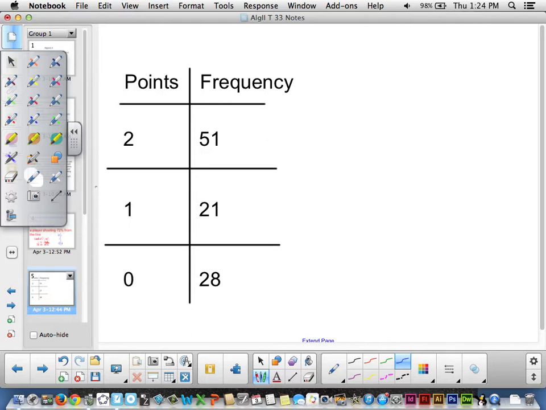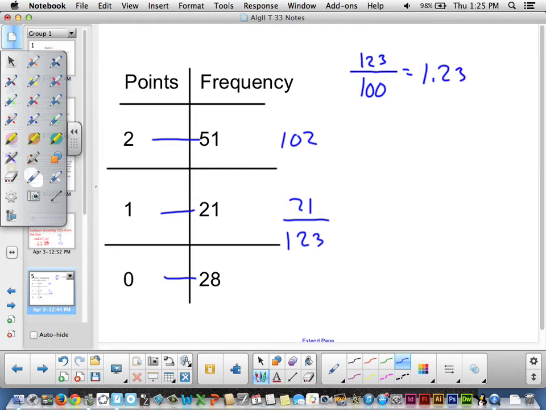went to the line 100 times, and on those 100 trips, 51 of those times he scored 2 points, so that's 102 points. 21 times he scored 1 point, so 21 points. And 28 times he scored 0. So altogether, he scored 123 points. 123 points on 100 trips is 1.23 points per trip. So we can expect him to score 1.23 points.